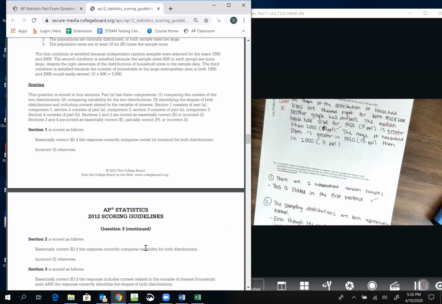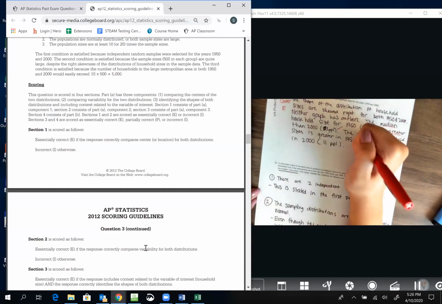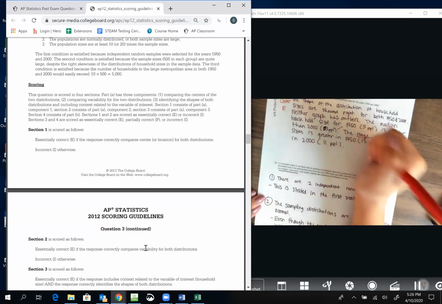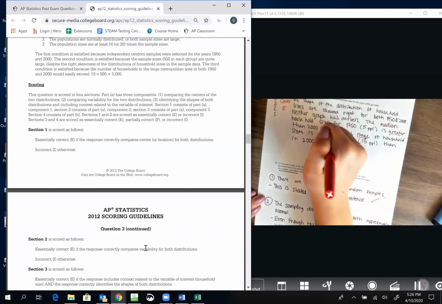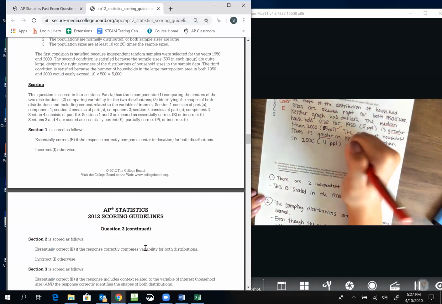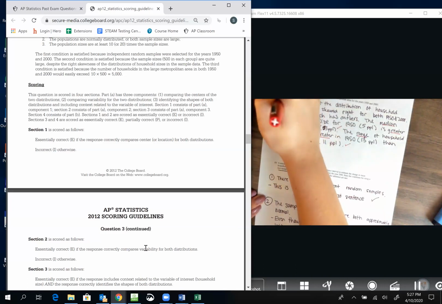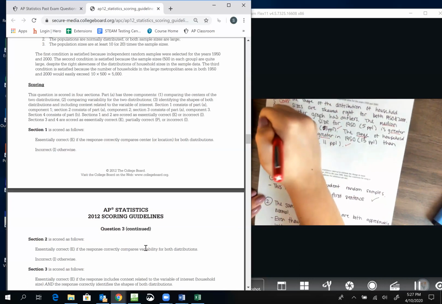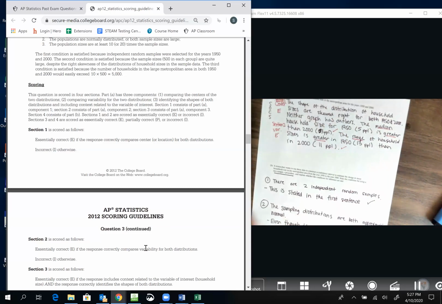And then section 2, essentially correct if they compared variability for both distributions. Variability is either the range or the IQR. So here's my range. I compared it. I said it was greater. So I have that. So this is section 1, and then we have section 2, which is the variability, which I have.